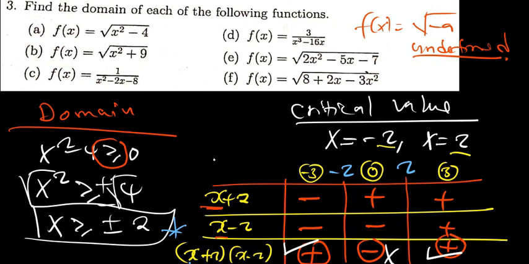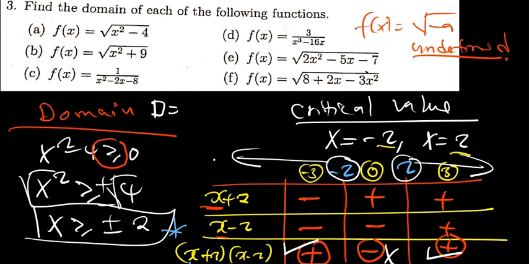What does it mean? Any number from negative 2 included all the way to negative infinity, and any number from 2 all the way to positive infinity, but not numbers in between negative 2 and 2. So then the domain in this case is going to be from negative infinity all the way to negative 2, union. Then I'll jump now.